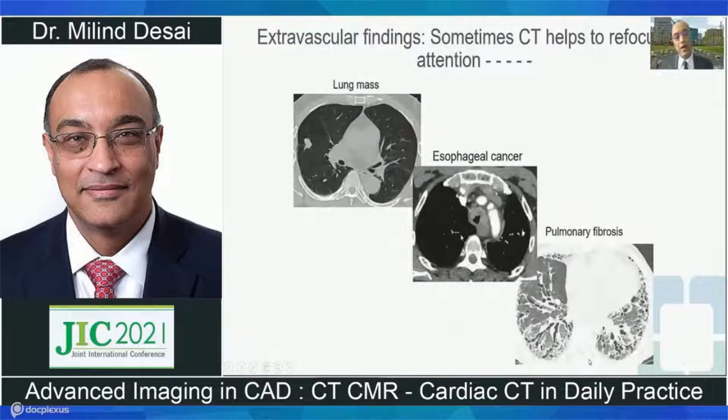It is also important to pay attention to extravascular findings. Sometimes CT helps to refocus the attention. These are 3 cases that we saw in our practice. The top left, a patient coming for a cardiac evaluation with a large lung mass. The middle panel demonstrates a patient with esophageal cancer. And the bottom panel shows evidence of severe pulmonary fibrosis. Again, this helps refocus the attention from cardiac disease to what is truly wrong with this patient.